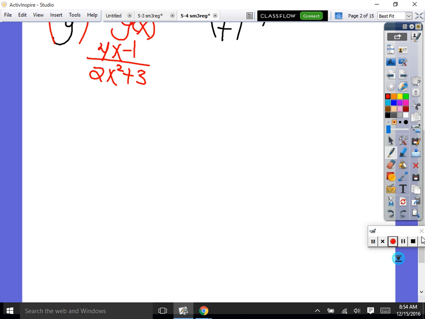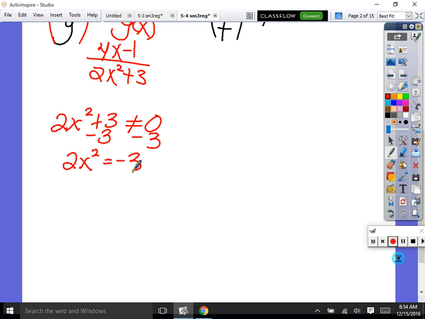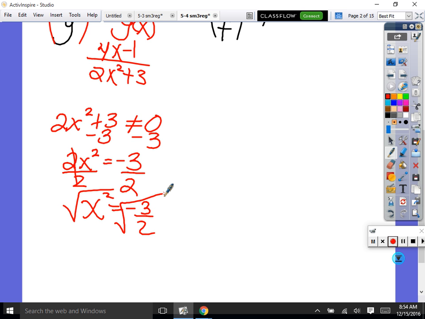So we're done, except we do know that that's our answer, but our bottom cannot be 0. So 2x squared plus 3 cannot equal 0. True? So solve for x. Subtract 3, 2x squared equals negative 3. Next step, divide by 2, right? X squared equals negative 3 halves, then we'll square root both sides, correct? Now, the square root of a negative is i, correct? So we're dealing with real numbers here, so there's no restriction, because this is never going to be negative, never going to be 0.